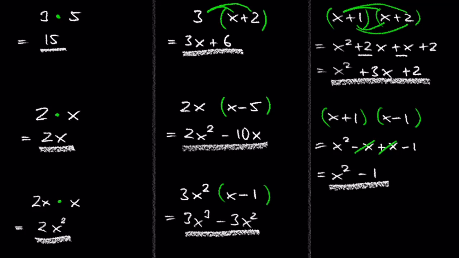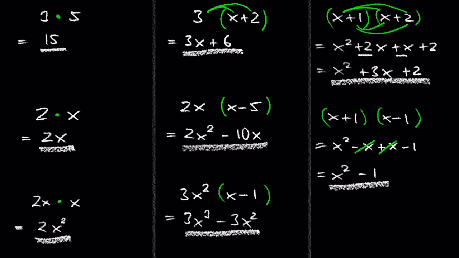By the way, this is one of the most important 3 binomial formulas I already made a video about. The formula says that x plus 1 times x minus 1 is x squared minus 1.